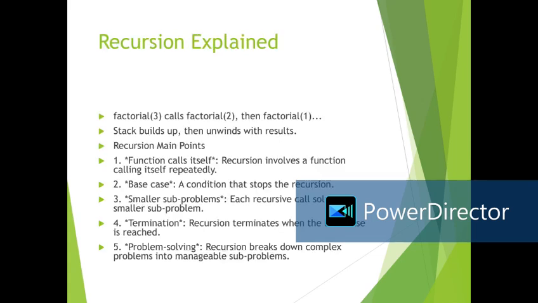Recursion explained. Let's explain how recursion really works using the concept of the call stack. Imagine calling factorial(3). The system keeps track of each function call in memory. Factorial 3 calls factorial 2, which calls factorial 1, which calls factorial 0. Once factorial 0 returns 1, the stack starts to unwind. Factorial 1 returns 1 times 1 equals 1. Factorial 2 returns 2 times 1 equals 2. Factorial 3 returns 3 times 2 equals 6.